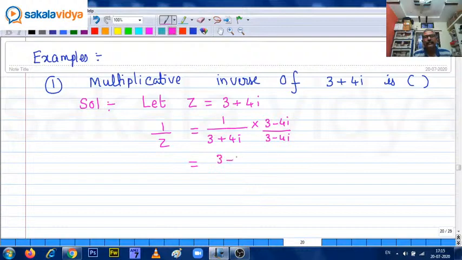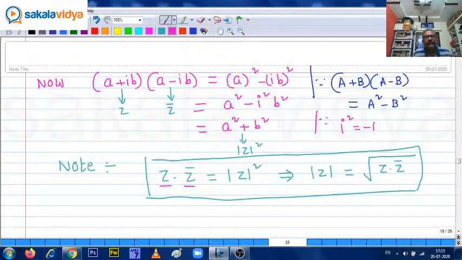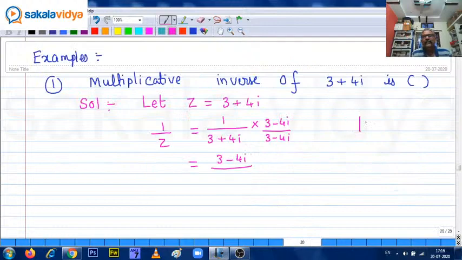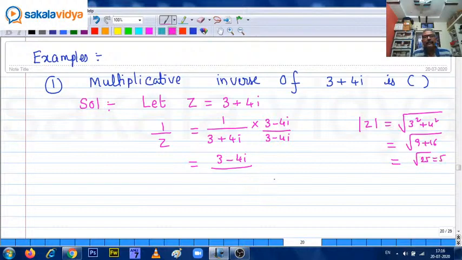So 3 minus 4i into 1, 3 minus 4i upon, this already we discussed. What we have discussed, z into z bar is equal to mod z square. So what is mod z? Mod z is equal to root of 3 square plus 4 square, that is root of 9 plus 16, root 25, which is equal to 5. Here mod z square we need to write, that means 25. This we can separate like this: 3 upon 25 minus 4 upon 25 i. This is the multiplicative inverse of 3 plus 4i. Okay, shall I give one more problem?